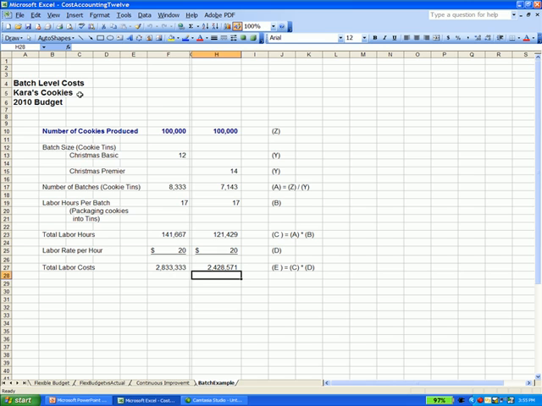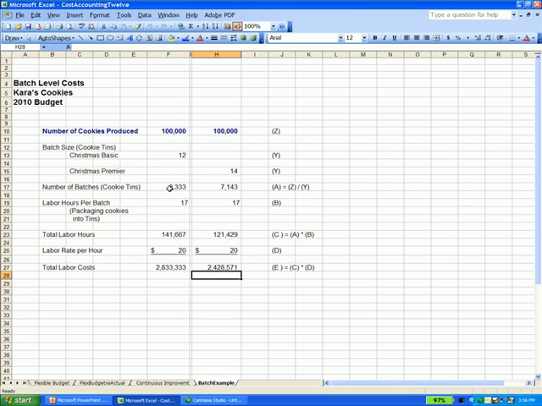Batch level costs, Kara's Cookies 2010 budget. So let's think about cookies. Kara produces 100,000 cookies, and she produces them in two different types. Think about cookie tins. You may get tins of cookies at Christmas time, at the holidays. Her basic cookie tin includes 12 cookies, her premier cookie tin includes 14 cookies, and she's producing 100,000 cookies for each type of tin.